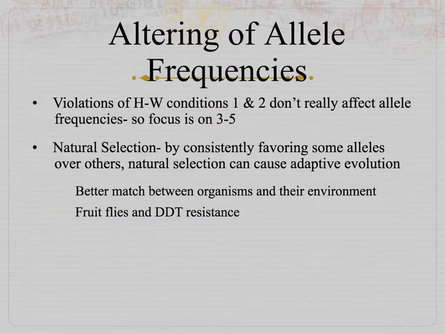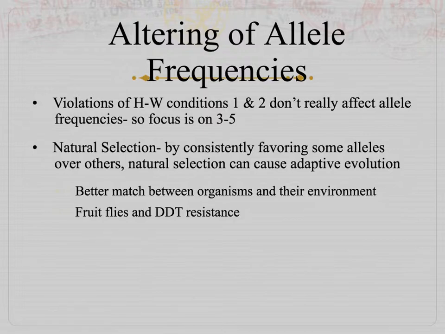Okay. Natural selection we've talked a lot about, but by consistently favoring some alleles over the other, nature can cause what is known as adaptive evolution. The better the match between the organisms and their environment, the better the organism is able to survive and reproduce and pass on its traits.